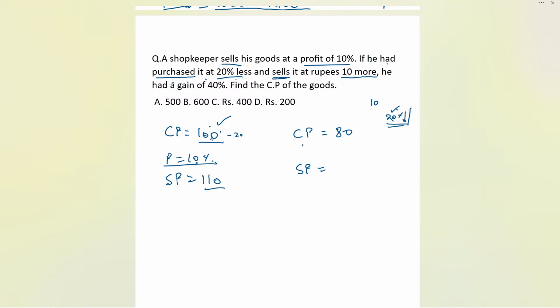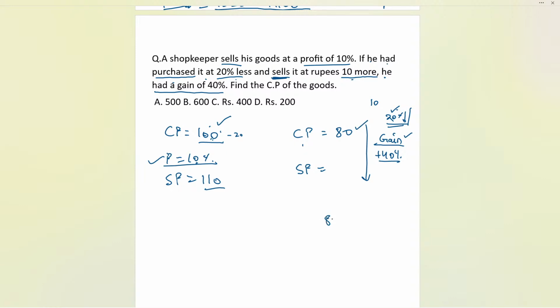Now here it is telling us that he sells it at 10 rupees more. He had a gain of 40% also. In the second case, it is telling you about a 40% gain. Gain is another name for profit only. The profit or gain, you can say anything. So now 40% gain is happening.